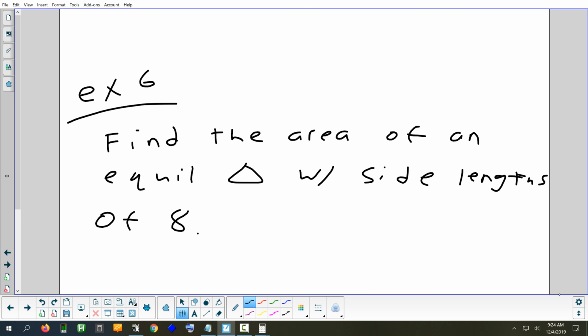Okay, so if you were running out of time on a test and you're like, you know what, I've got to get the answer, I don't have enough time to go through Heron's formula, use the shortcut that I just gave you.